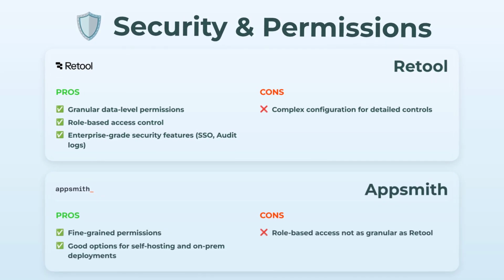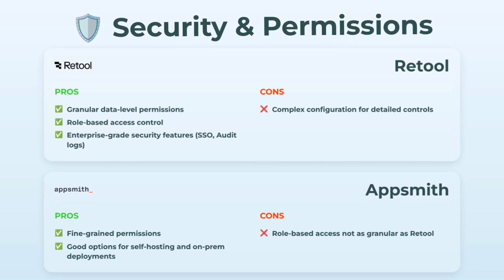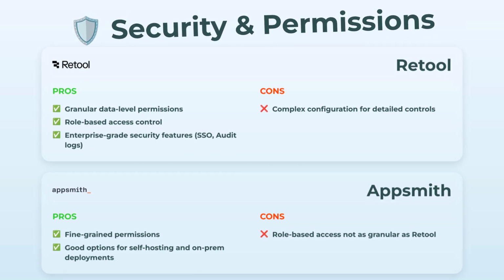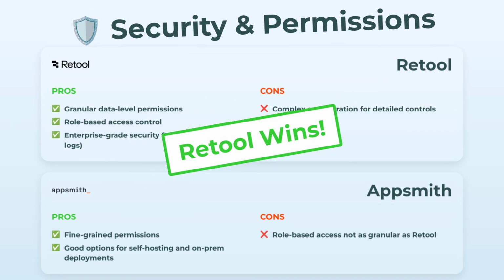Appsmith also lets you do fine-grained permissions, and it's nice that you can self-host or deploy on-prem for even more control. The only thing is, the role-based access isn't as granular as Retool's, so you might notice a difference there if you have a lot of moving parts. Winner on security? Retool, thanks to those deep controls.